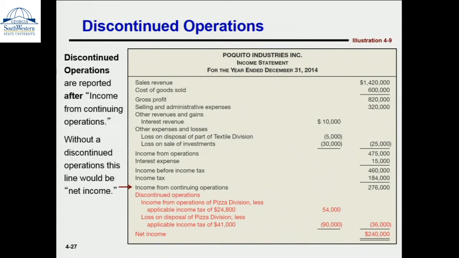This $24,000, instead of being an expense, see how this one was an expense? This one is a benefit, okay? Key thing here is when you have a loss, it reduces your taxes, and it's a benefit to you.